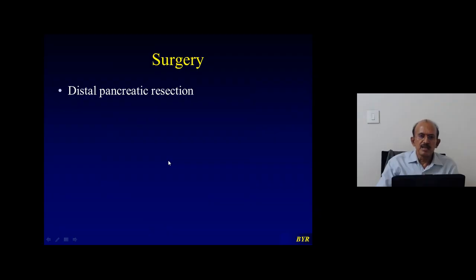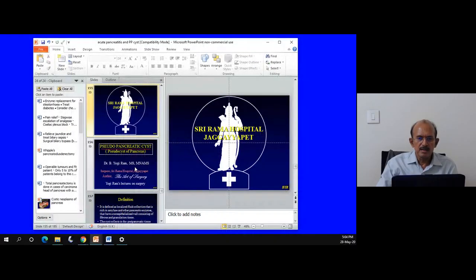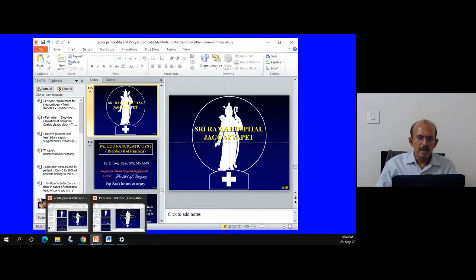Distal pancreatic resection is done for a cyst in the tail of the pancreas. Biopsy of the wall of the cyst is done in all procedures by excising a small wedge of the cyst wall to exclude a tumor. So this is about pseudopancreatic cyst. Any doubts? If you have no doubts, I will go to the other topic.